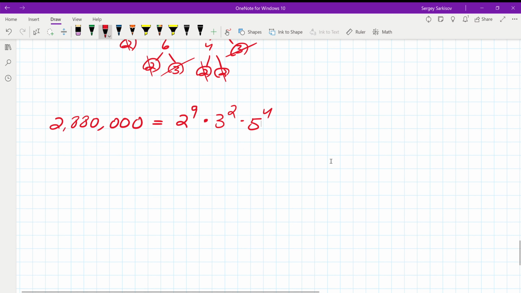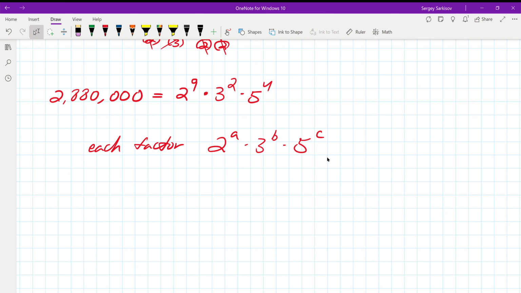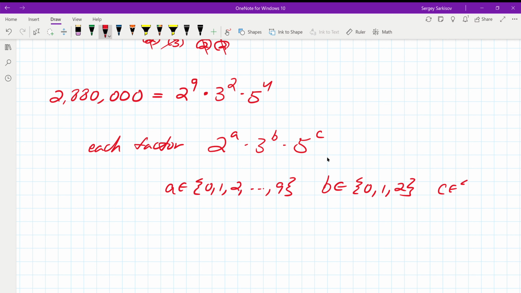And so guess what number of factors you would have? Each factor is 2 to the some power a times 3 to the some power b times 5 to the some power c. And when you have those powers, you add 1 to each of those powers and multiply, and you get the number of factors. Because a is in the set 0 to 9, right? So you have actually 10 numbers because you also have the 0. B is in the set, what? 0, 1, 2, right? Because 2 is the maximum of 3's you can have. And C is in 0, 1, 2, 3, 4, okay?